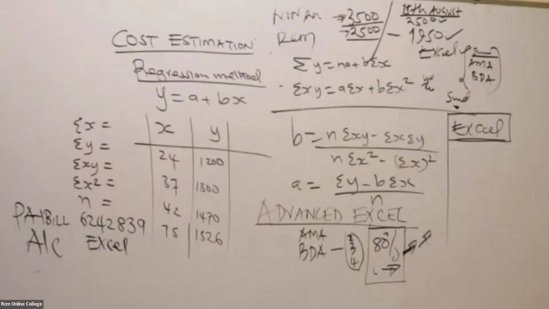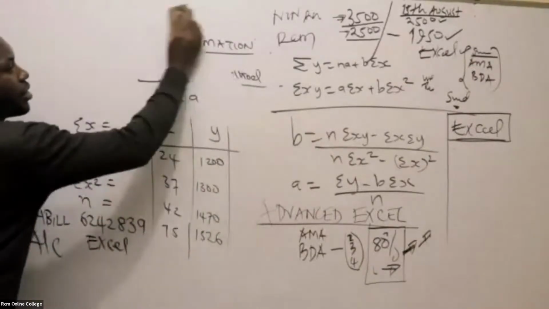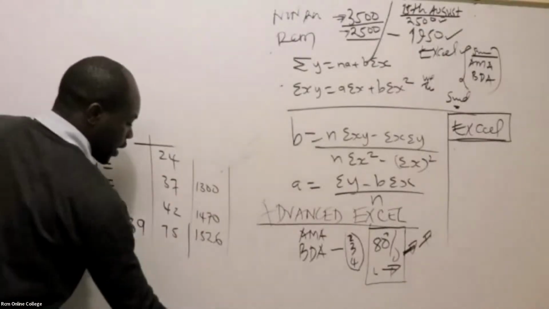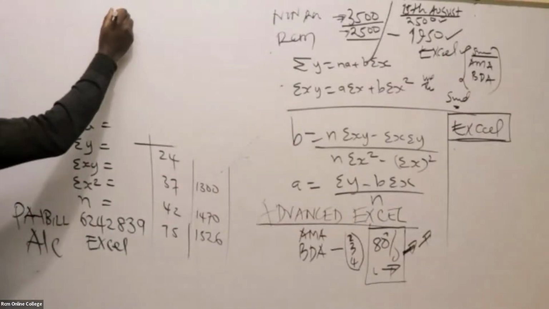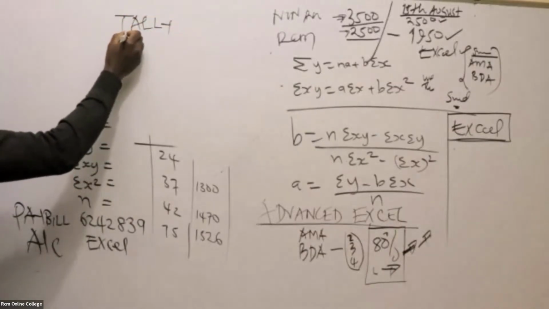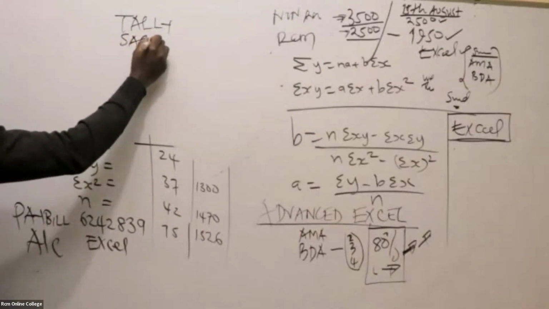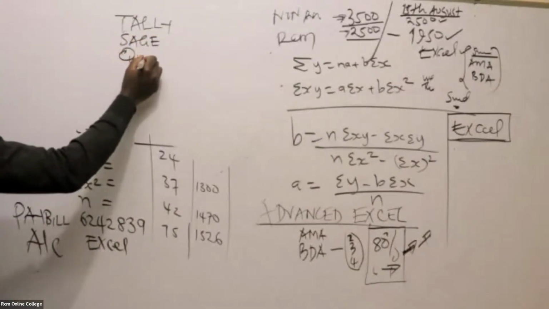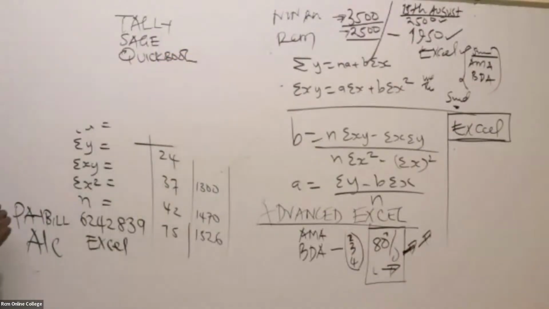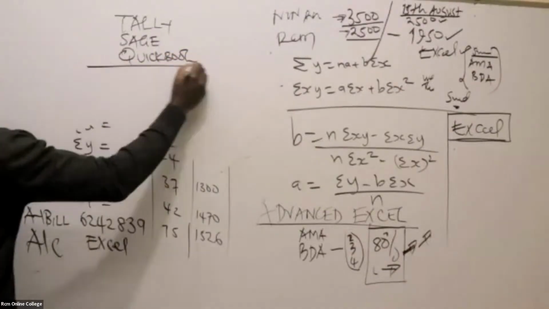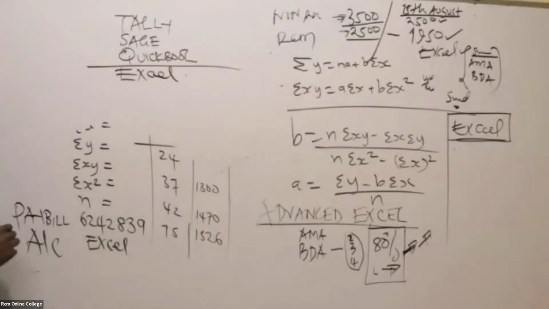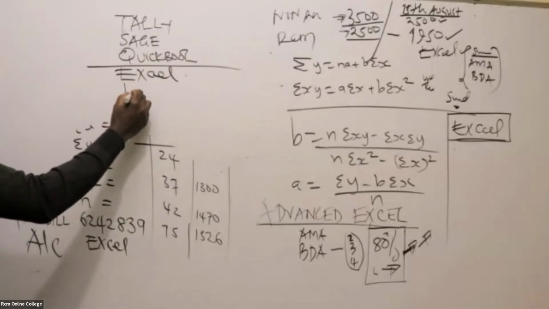And of course, it is not only Excel. You want to know how to generate reports in accounting packages. That is Tally, right? That is Sage. That is QuickBooks, right? Those are accounting packages. Then you now come to Excel. Once you have the Excel knowledge, you are able to now navigate.